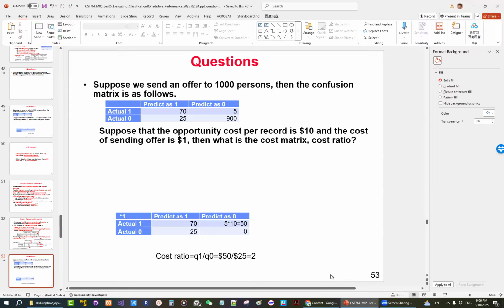Okay, I think so. Do you have any suggestion to this? Yeah, usually opportunity is more important. We try to reduce the opportunity cost, so the cost ratio will be lower. I'm sorry, just to repeat that, you're saying opportunity cost is more important than what the cost ratio would be?